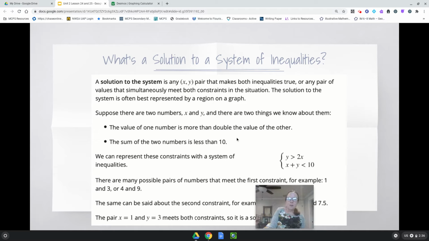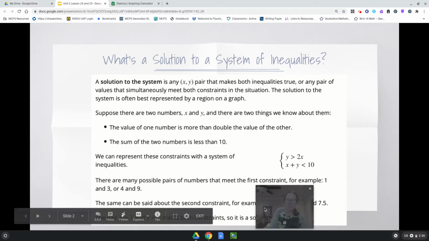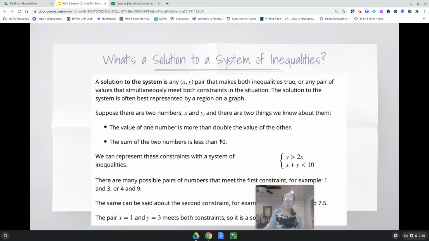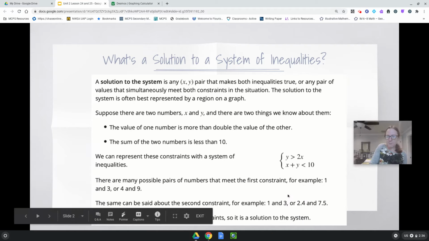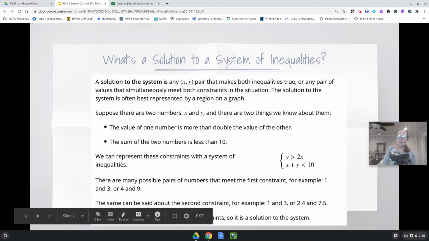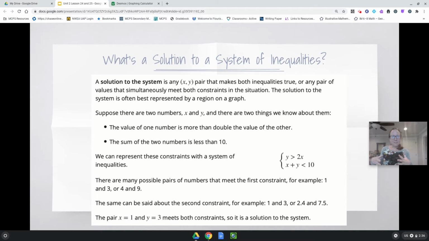So, let's suppose that we have two numbers, x and y, and there are two things that we know about them. So the value of one is more than double the value of the other. So y is greater than 2 times x. And also that x plus y is less than 10. So we can represent these constraints with a system of inequalities, which you see over there on the right side of your screen.